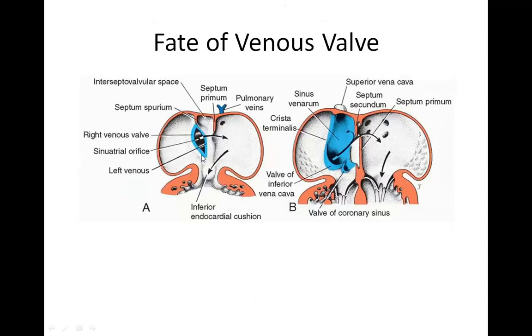And also there were the two venous valves, the right and the left venous valve, which guard the opening of the sinus venosus. Cranially, these two fuse to form the septum spurium. As the left horn loses its importance, the septum primum and the left venous valve get incorporated into the right atrium and the septum formation, whereas the right venous valve, the superior part gets obliterated and the inferior part gives rise to the valve of the inferior vena cava and the valve of the coronary sinus.